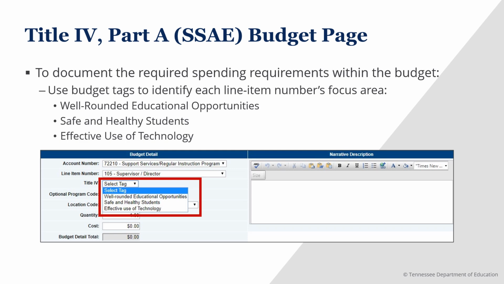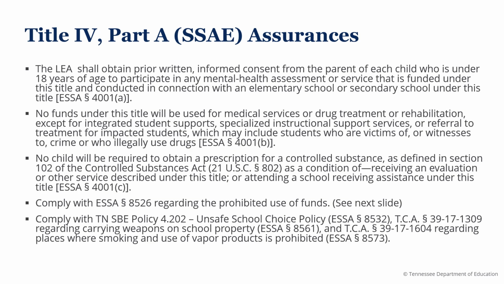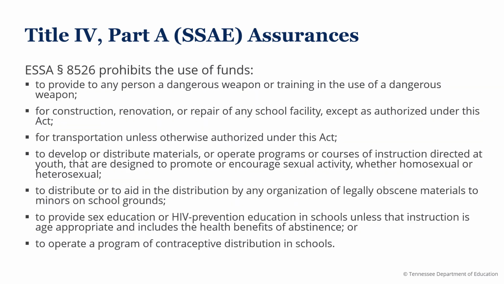Of course, this is an area where you will identify the budget tag. And once again, just to reiterate, remember the private schools will have 2 budget tags. And this helps the LEAs track spending, and it does auto-populate over to the program details page, the amount. And there are assurances that you must check within Title IV, making sure you agree to these, so ensure you read these thoroughly.